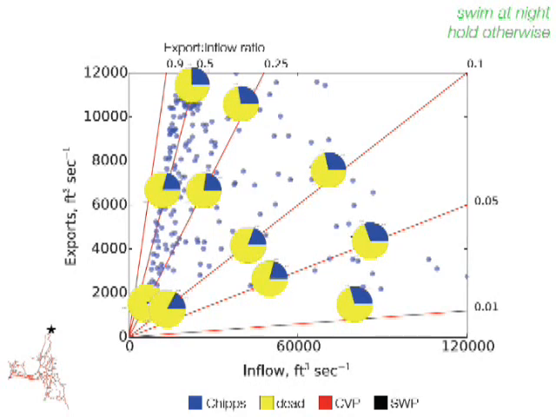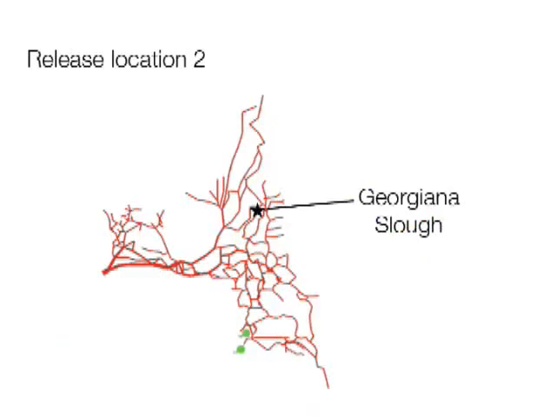And this is the behavior where they have the diurnal swimming behavior. Again, since they can swim and since they start off far from the export facilities, a lot of them make it to Chips Island, but a lot of them also are predated. So what happens if we give them a head start and release them in Georgiana Slough instead?